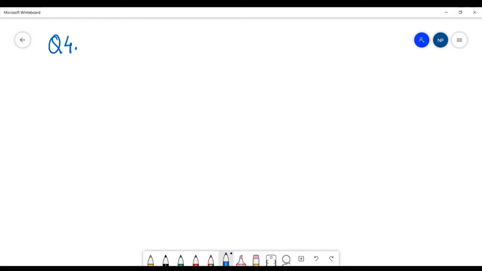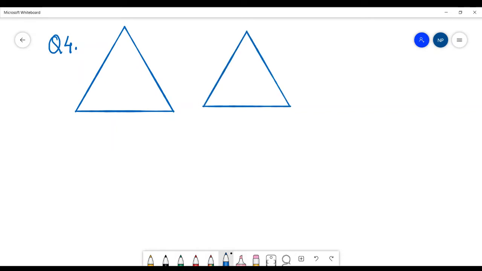Question number 4 says that if the areas of two similar triangles are equal, prove that they are congruent. This is the question. So let us draw two triangles. Here we have triangle ABC. Here we have triangle DEF. And it is given that the two triangles are similar, and we have to prove that they are congruent. Okay, so let us write the given part first.